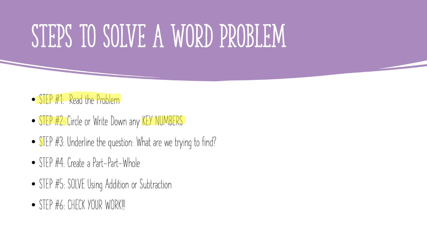Step number 3, underline the question. So why is underlining the question so important? Well, because we need to figure out what on earth we are trying to find. We're trying to find how many apples there are. Are we trying to find how many more friends voted for something else? We need to know what we're trying to find. What is the problem we're trying to solve?